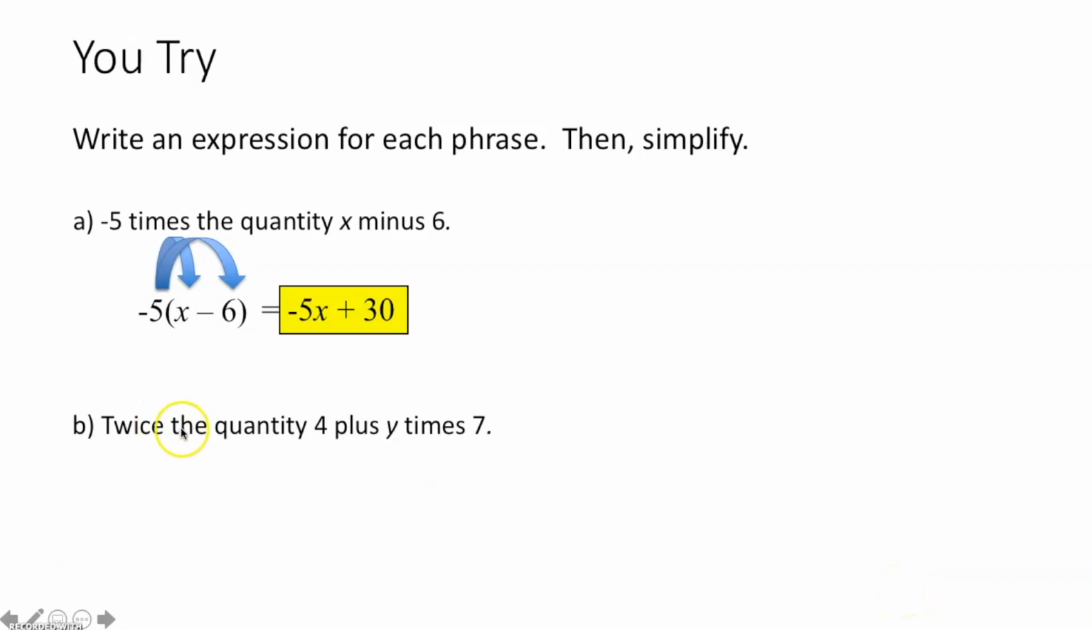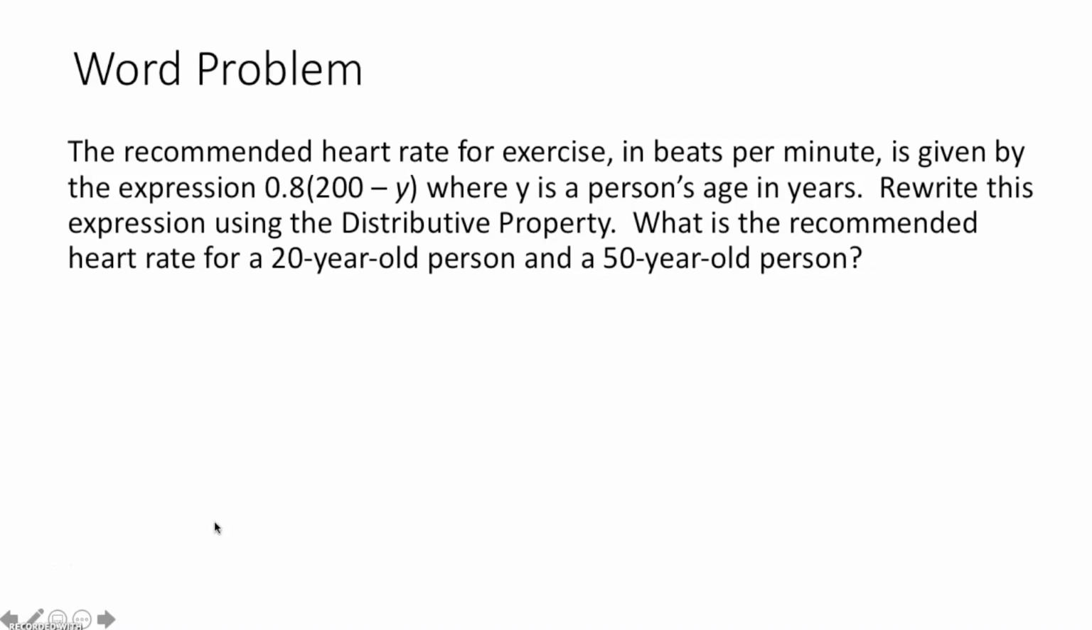Part B says twice the quantity 4 plus y times 7. Now this looks tough, but it's just the same as the other ones. Twice the quantity means 2 times the quantity. So 2 parentheses 4 plus y times 7 is just 7y. Now we can use the distributive property, take the 2, multiply it to the 4 and get 8. And then 2 multiplied to the 7y just becomes 14y. And you're done. Okay, now let's do our word problem.